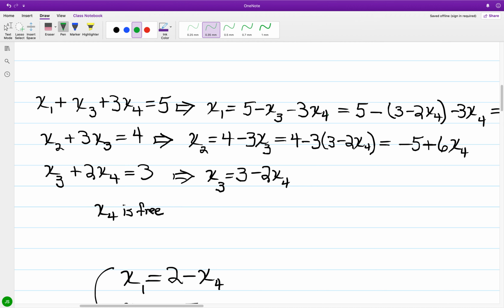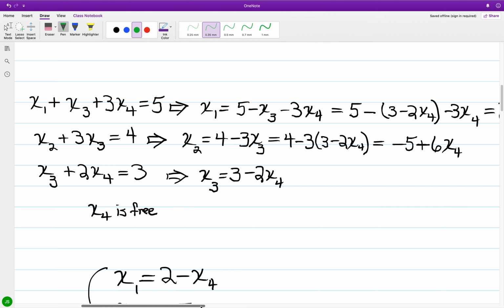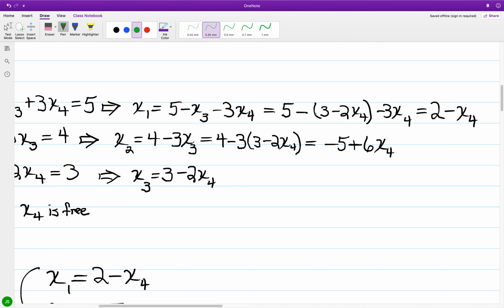Again, x of 4 is going to be regarded as the free variable. Now for x of 3, again, that is negative 5 plus 6 times x of 4. So moving along, we have 5 minus the quantity 3 minus 2 x of 4, and I have minus 3 x of 4, and combining, I'm going to have 2 minus x of 4.